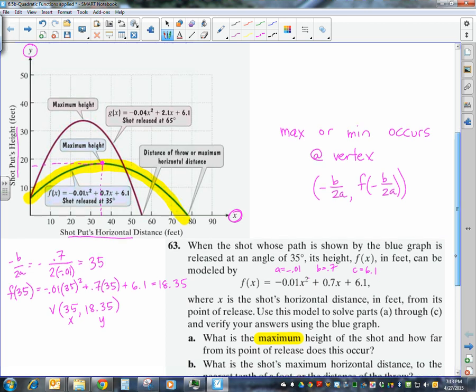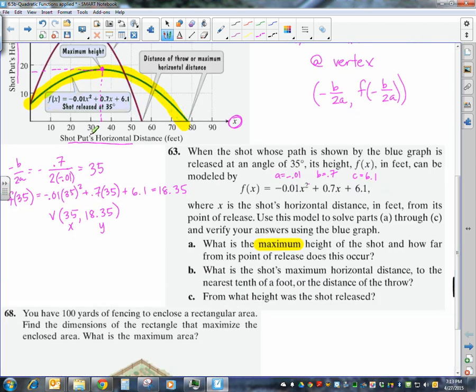The question is asking, what is the maximum height of the shot? This is the shot put's height, so the maximum height is 18.35. I'm going to put it right here: 18.35 feet. The next question asks how far from its point of release this occurs. That's asking where it occurs, and that answer is 35 feet.